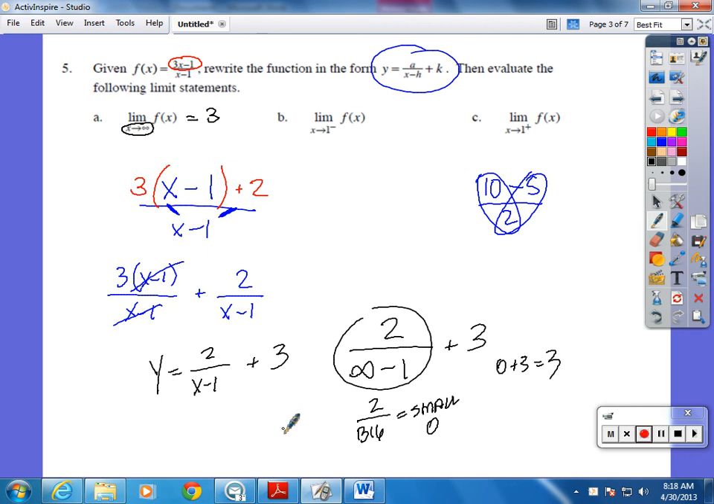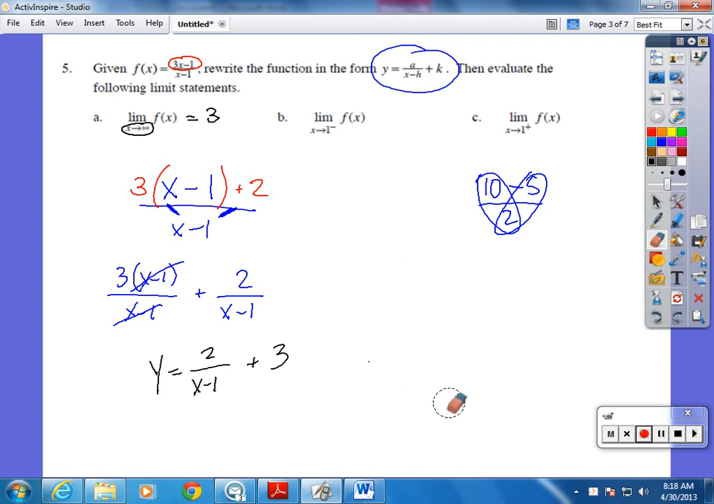All right? Infinity is big. Anything divided by a really big number equals a small number. Then by small we mean 0. 0 plus 3 is 3. Okay? Now let's try the other one here.